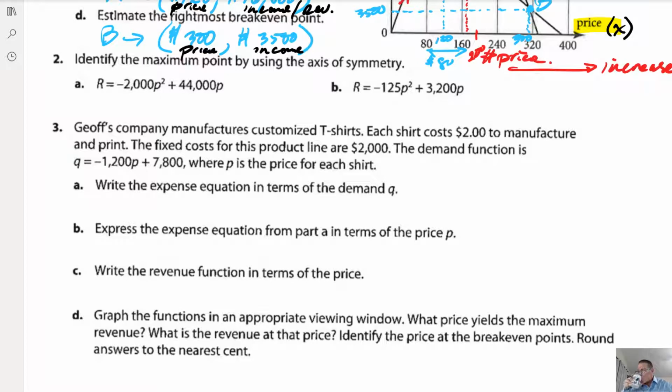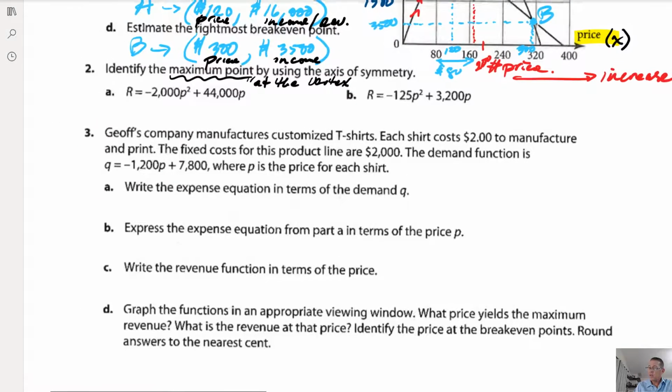All right, so let's get started. Our goal is to find the maximum point here, and any maximum occurs at the vertex. So the first thing we need to remember is that it occurs at the vertex, and you have to remember from Algebra 1 how to find the vertex. In red, let's put it in the margin here: you've got to find the vertex.